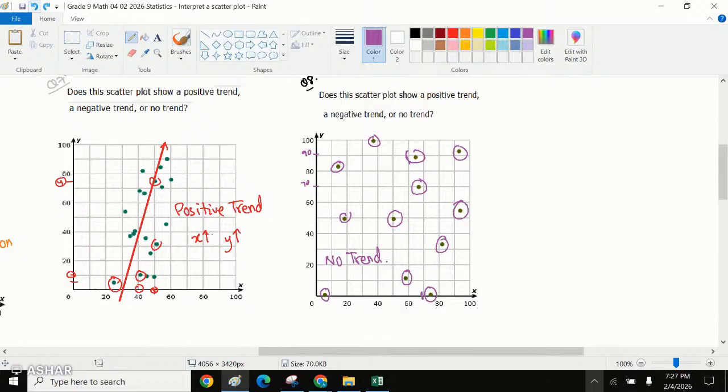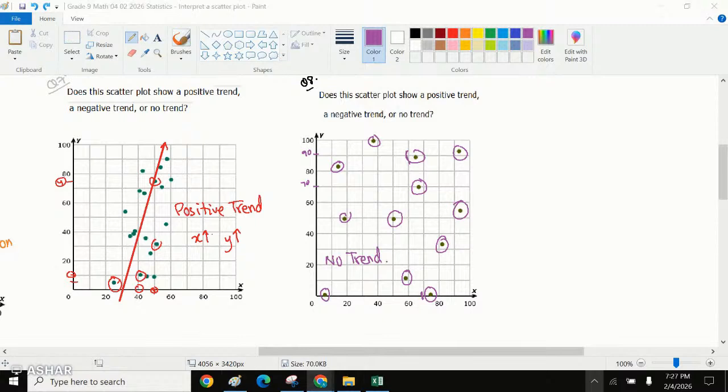Positive trend means positive gradient. Negative trend means negative gradient. But in question number 8, since the dots are scattered throughout the diagram, we do not have a trend over here. Both variables are neutral. They do not affect each other. Moving ahead to the next question.